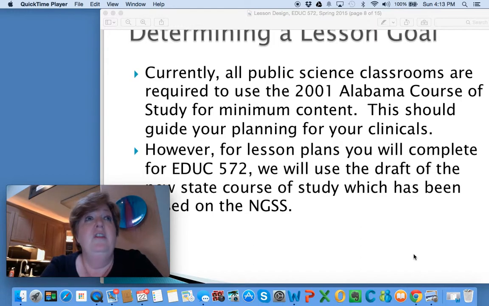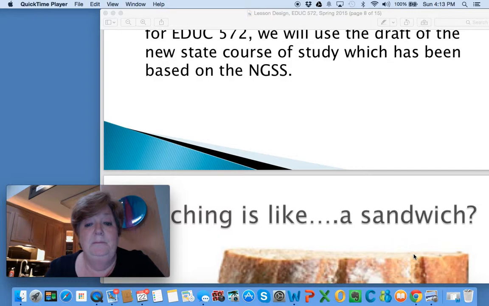However, those are the standards that students in our classrooms now in Alabama are supposed to be learning, that's the minimum standards. So as you're planning for your clinicals, you need to reference the Alabama course of study, the current one. However, when we do our lesson plans in this class for our unit plan as our culminating assessment, we will be using the draft of the new course of study, which I haven't shown you yet, and that one, of course, is based on the Next Generation Science Standards, and that's why we're spending so much time learning what that conceptual framework looks like.